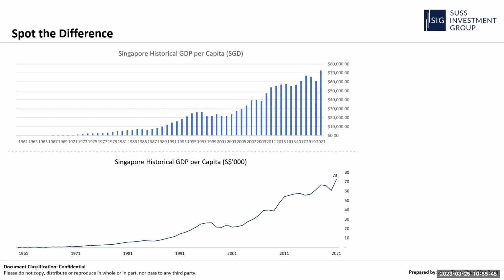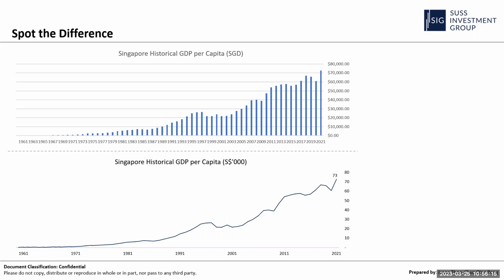Okay, maybe we just play spot the difference first. Can someone tell me what is the difference between the first and the second chart? This one comes back to the question that I posed earlier. What is the difference between a column chart and a line chart? One is better. Can someone tell me what is the key message that I'm trying to tell you using the chart?